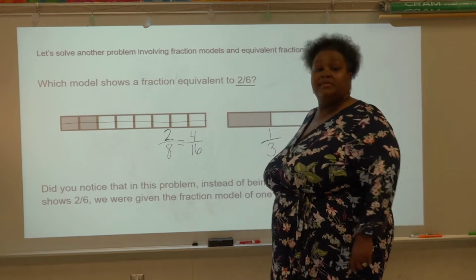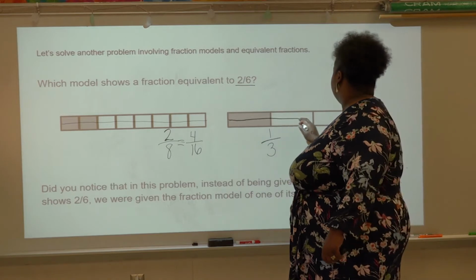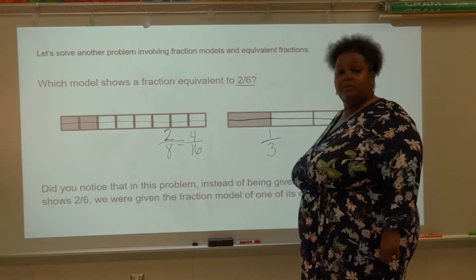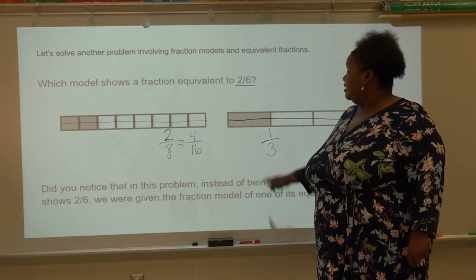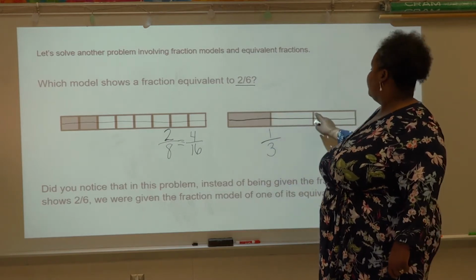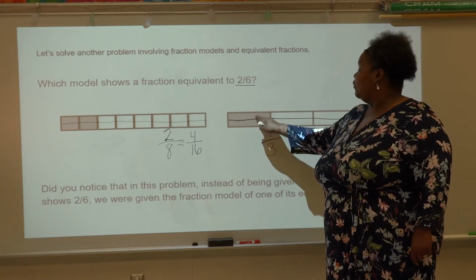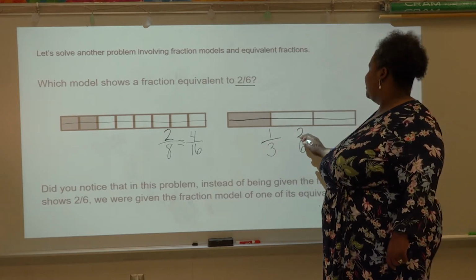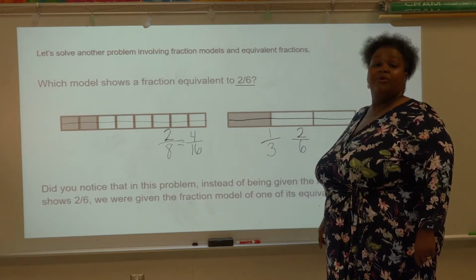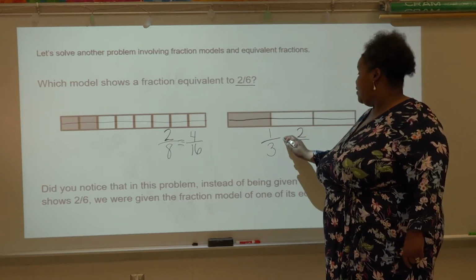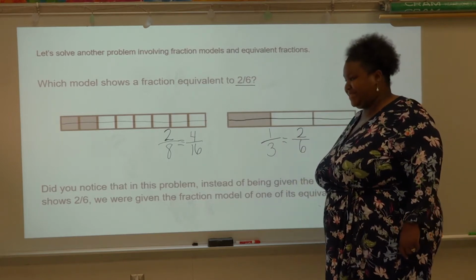Let's see if we do the same thing to this model. One horizontal line through the middle, and let's see what we have now. My denominator, 1, 2, 3, 4, 5, 6. My numerator, 1, 2. Yes, if you said model 2, you are correct. 1/3 is equal to 2/6.